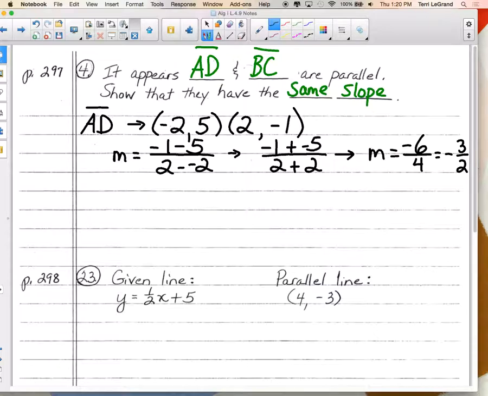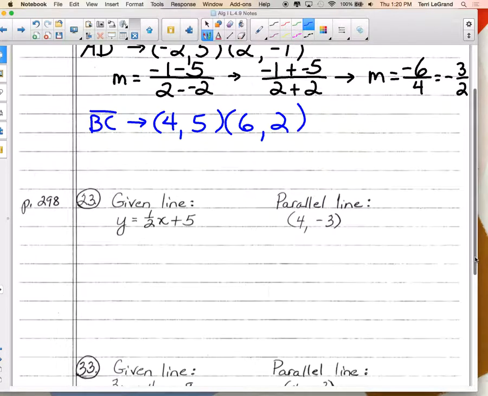Okay, let's do line segment BC. Let's find its slope. What are the ordered pairs for B and C? 4, 5, 4, 5? 6, 2. 6, 2? Everybody agree? Okay, don't make us work hard and then we have the wrong points to start with. You know, like when I mislead you guys. Okay, find the slope of that one.